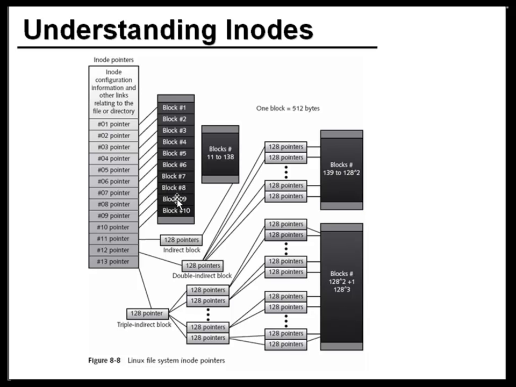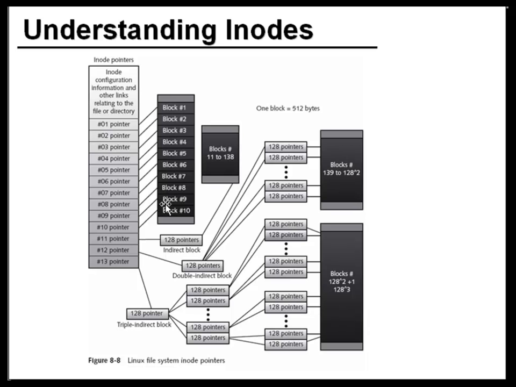So in order to create even larger files, we have another pointer which points to 128 pointers. That is an array of pointers. However, each of those 128 pointers points to another array of 128 pointers. So now we have 128 times 128 different data blocks that can be accessed. So each of these pointers ranges from data block 139 to 128 squared. And so now we're capable of having larger and larger file sizes, but that's still not large enough.